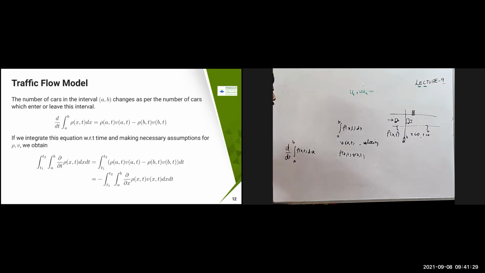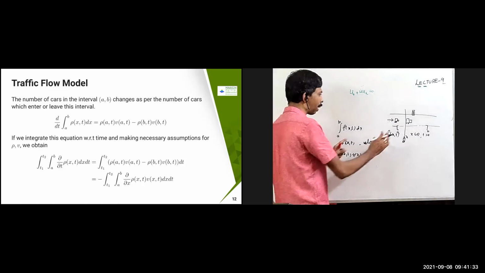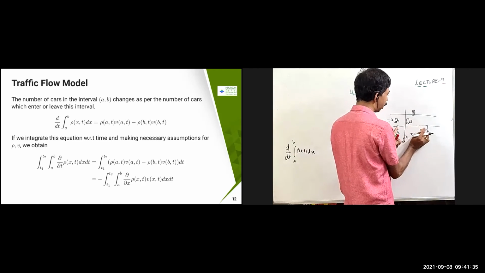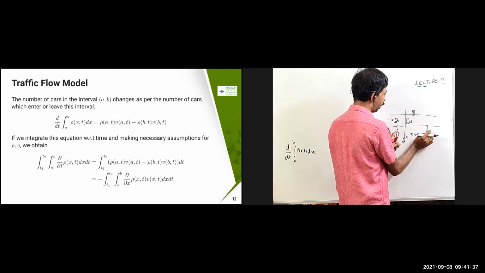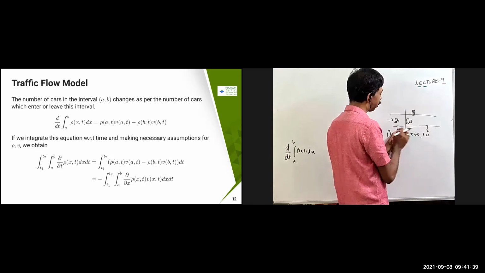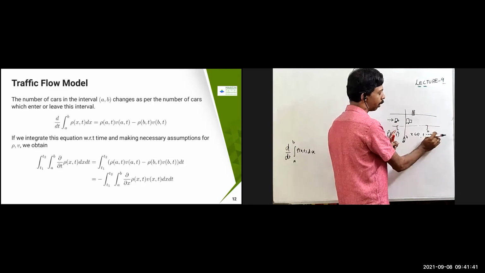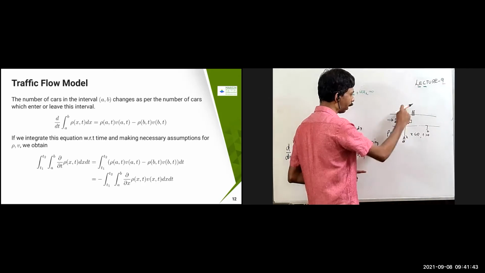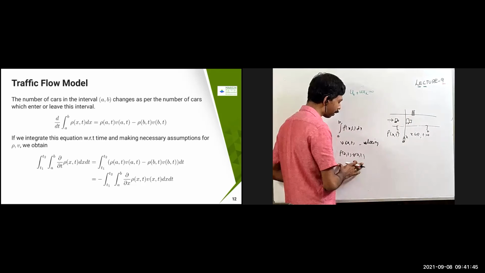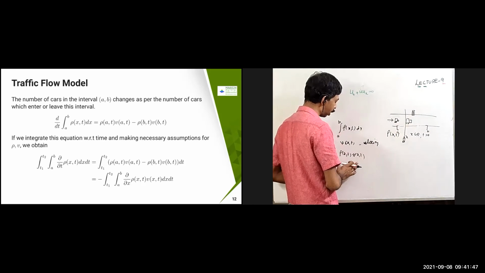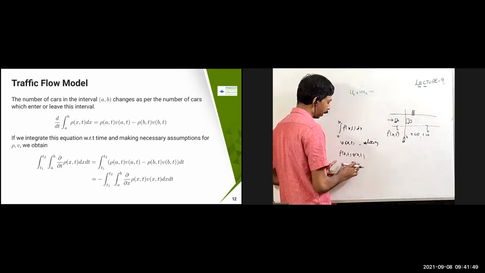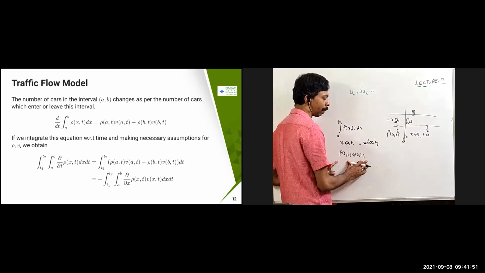This would be the same as the change in the number of cars in the interval a comma b, as per the number of cars which enter at a and leave at b. At a point x, we know that the number of cars passing through that point x is nothing but rho of x comma t into v of x comma t.